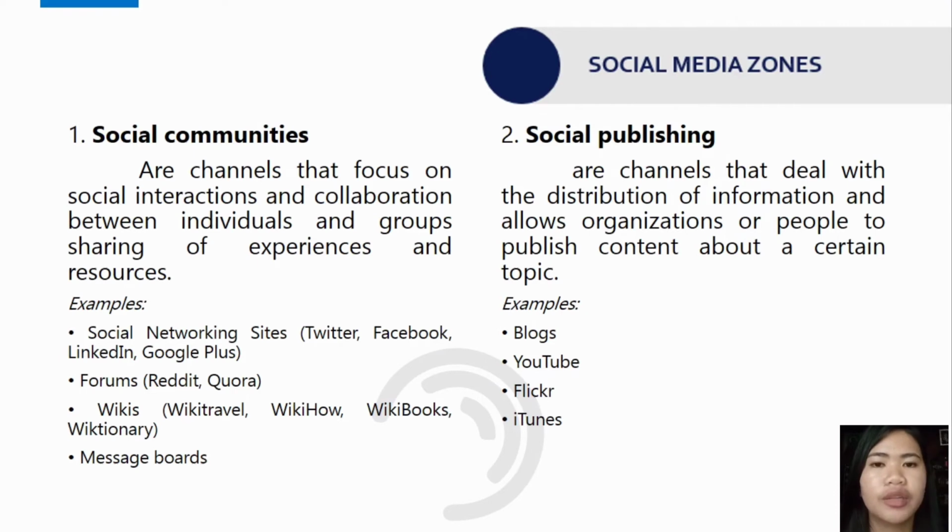The second social media zone is the social publishing. Social publishing are channels that deal with the distribution of information and allow organizations or people to publish content with a certain topic. So these are channels that allow users to publish content with a certain topic. Example channels for this zone are the blogs, the famous YouTube, Flickr, and iTunes.